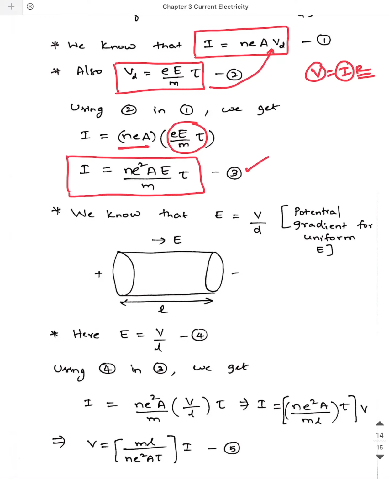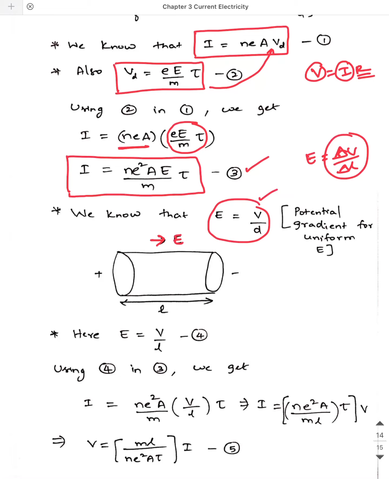Now within the conductor, when you apply an electric field, we know that the relation between electric field and potential is given as E is equal to V by d. Generally it is E is equal to delta V divided by delta L, but wherever the electric field is found to be uniform, you can directly write it as V divided by d, like how we used in the case of a parallel plate capacitor. So here the potential gradient for a uniform electric field is given as E is equal to V by d.